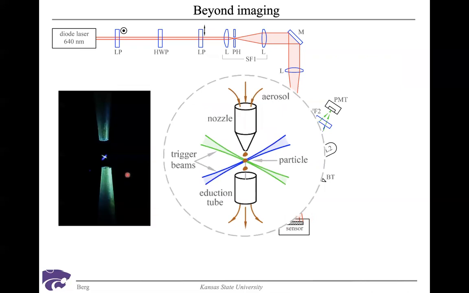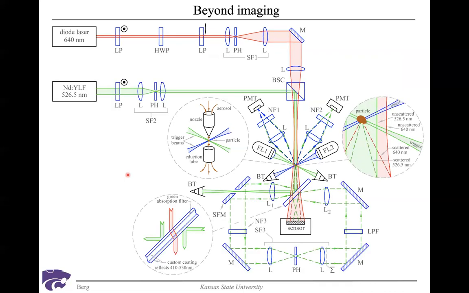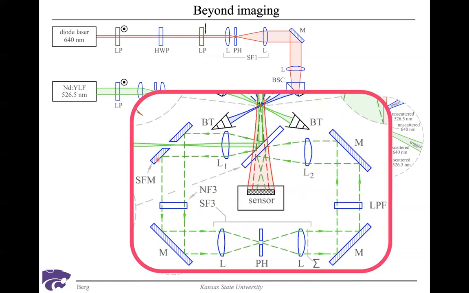This, by the way, is just a picture of a lot of particles going through those two trigger beams, just to give you an idea of scale here. Okay, but then we can add another laser on top of this at the same time to measure the light scattering pattern. And so this is being done in green light, again, a green pulsed laser. It's activated by the same trigger signal from the crossbeam trigger. And the way we achieve simultaneous measurement of the scattering pattern is as follows.